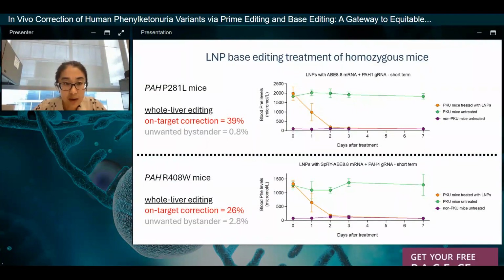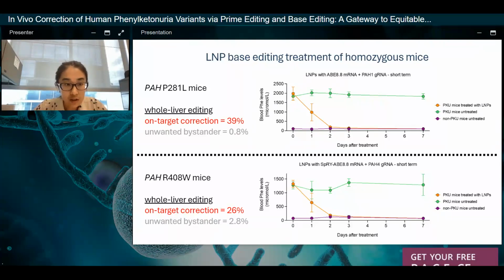Our humanized mutant mice have elevated blood phenylalanine levels, just as we see in PKU patients. As you can see with the orange and green dots in the 1,000 to 2,000 micromole range, while the control mice, the purple dots at the bottom, all have normal Phe levels at around 100.